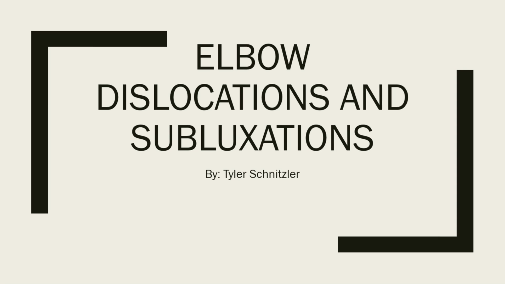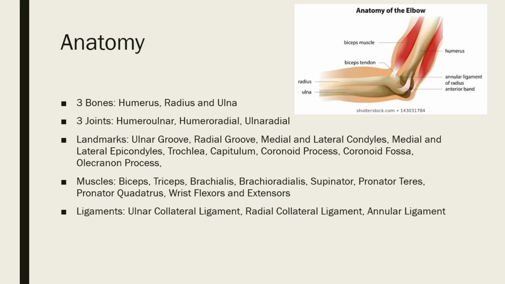In this presentation, we will be looking at elbow dislocations and subluxations. The brief anatomy that we've gone over in class would be, there's three bones: humerus, ulna, and radius. The three joints: humeroulnar, humeroradial, and radioulnar.